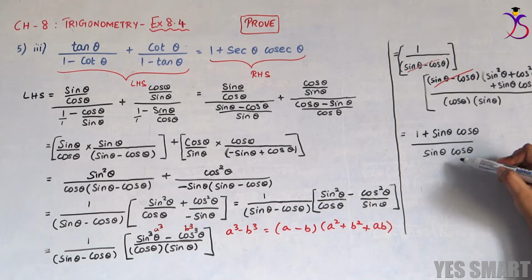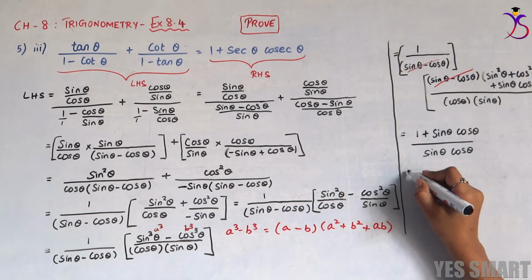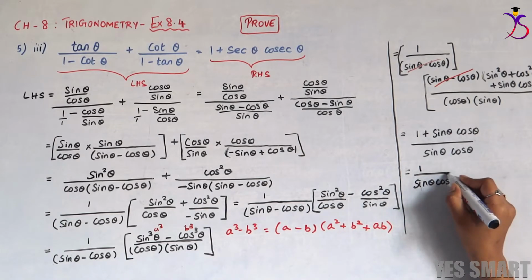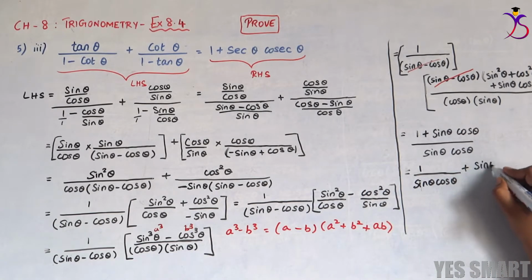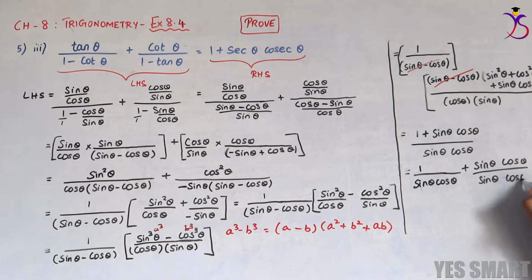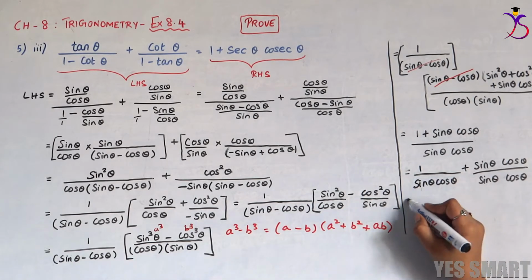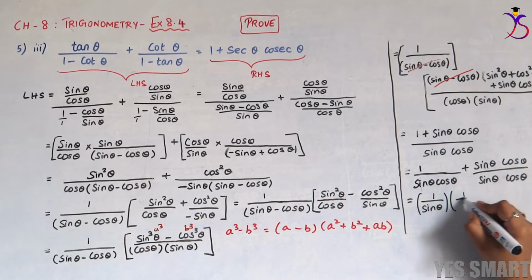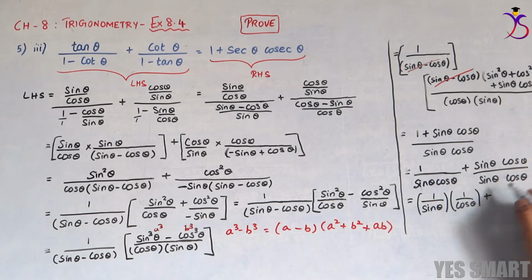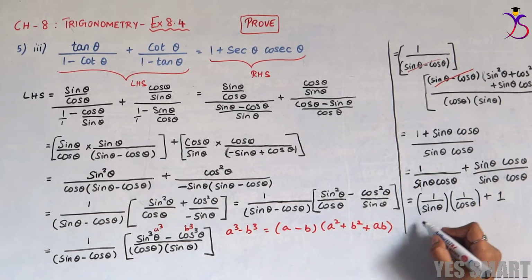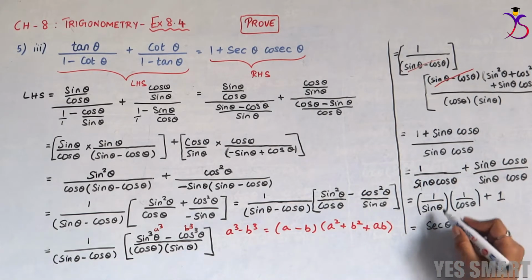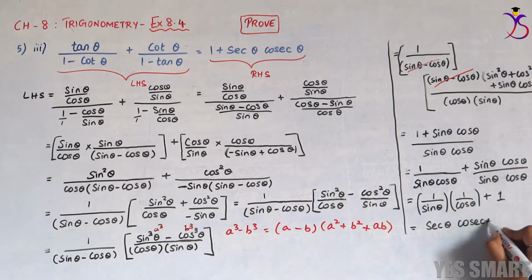Now I am just splitting the fraction and writing. So this is equal to 1 by sin theta cos theta plus sin theta cos theta divided by sin theta cos theta. And now I am just splitting the first term further. 1 by sin theta into 1 by cos theta plus 1, because the numerator and denominator get cancelled. And now 1 by cos theta is secant theta, 1 by sin theta is cosec theta, plus 1, which is RHS. Hence proved.